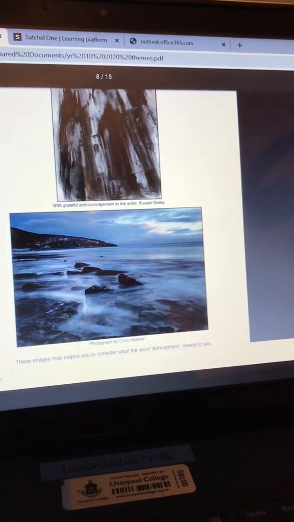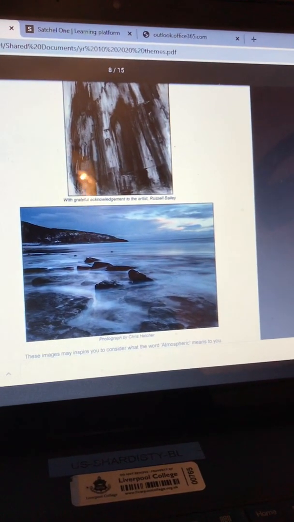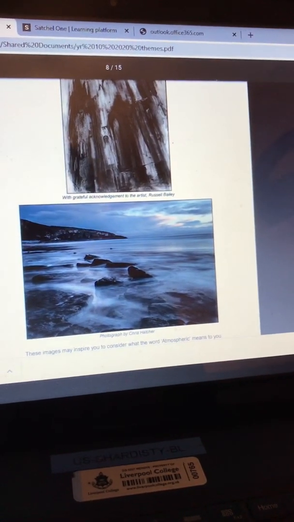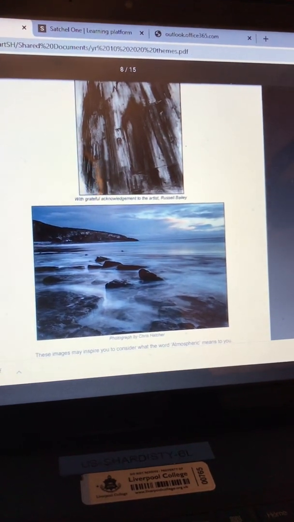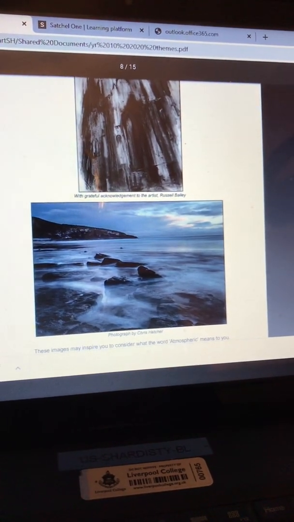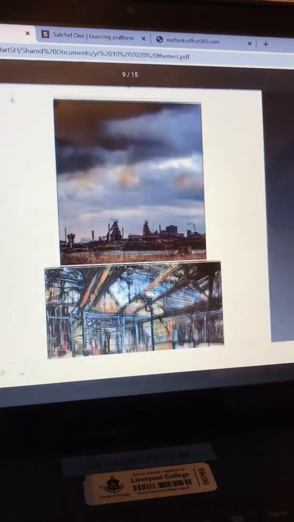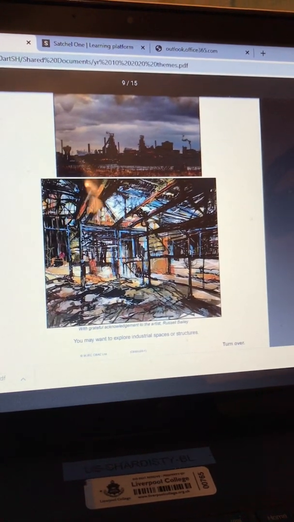So whatever you're producing here will be about creating an atmosphere. You could look at artists like Turner with his stormy seascapes. There's numerous artists. If you choose this theme, I'll be going through those as well later. Okay. Next visual theme, here we are, is industrial spaces or structures.